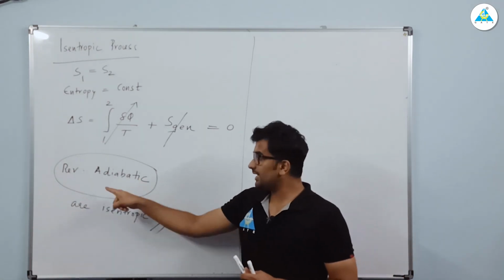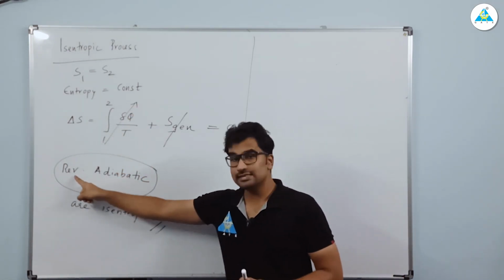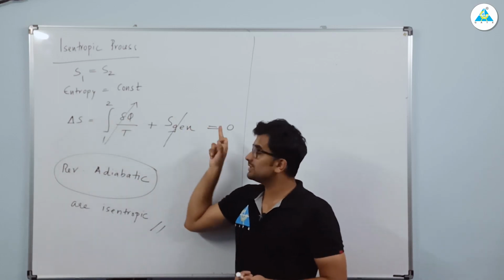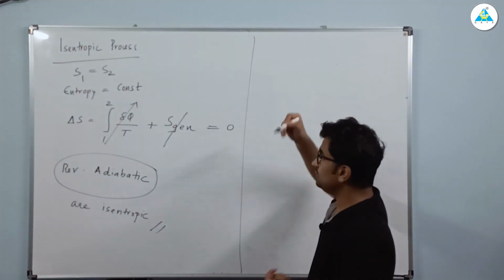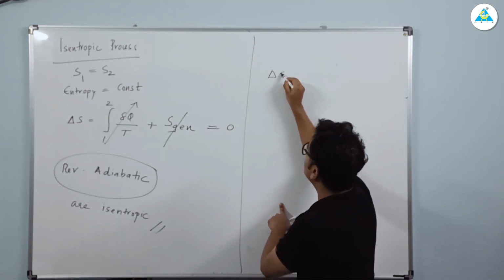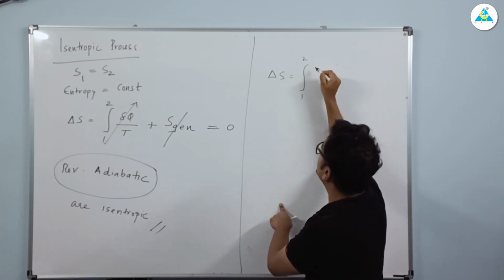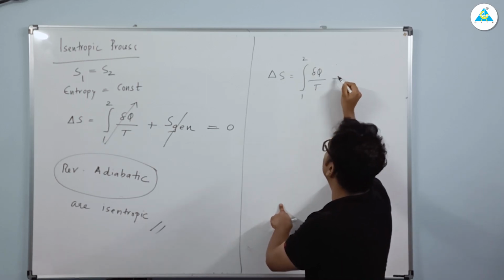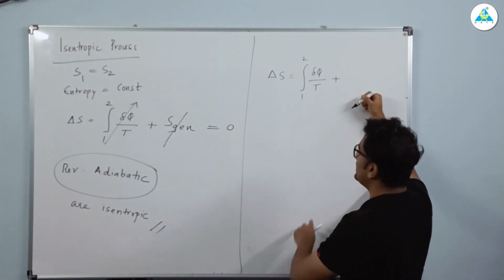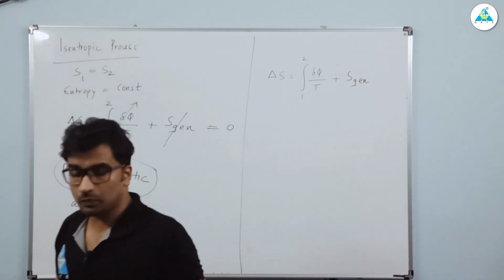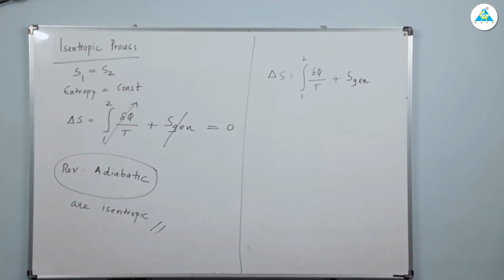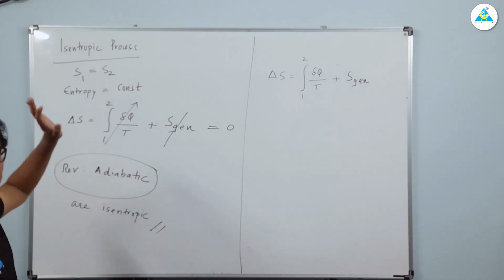Because if a process is adiabatic, the first term is 0. If the process is reversible, the second term is 0. So delta S is 0. So the meaning is S1 is equal to S2, entropy is constant. But you can see delta S is equal to integral 1 to 2 del Q by T plus entropy generation. Clear? 1 minute.